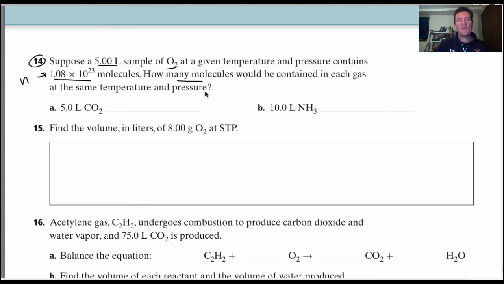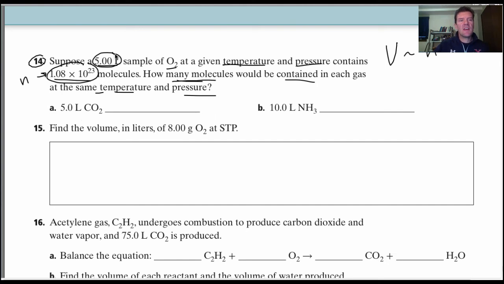Now, I want to mention that volume is directly related to the number of particles, moles of particles. So if you have 5 liters and this many particles, then as the number of particles goes up or down, the volume is going to go up or down, because your temperature and your pressure are fixed. It says at a given temperature and pressure. It says how many molecules would be contained in each gas at the same temperature and pressure. The temperature and pressure is not changing.